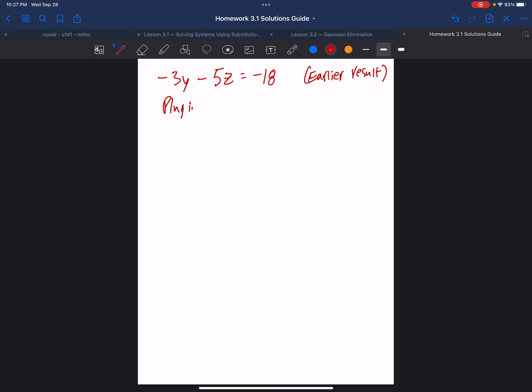Plug in z equals 17. So negative 3y minus 5 times 17 equals negative 18. Hey, I want to make sure that this is right.